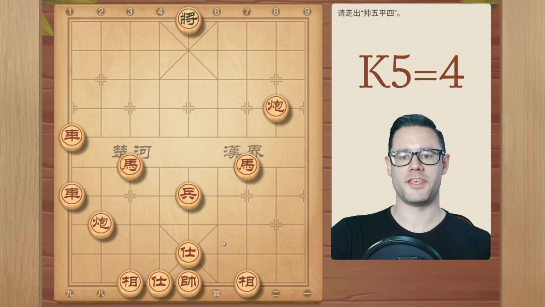Now k5 equals 4. K is for the king, or your general. So k5, our general, which is on file 5, moves sideways, equals, to file 4.